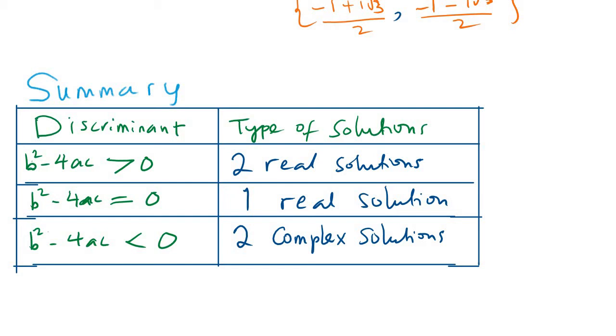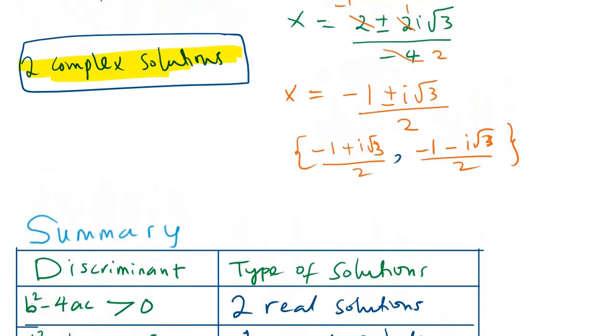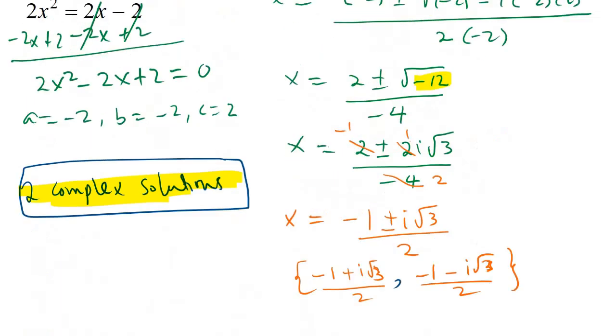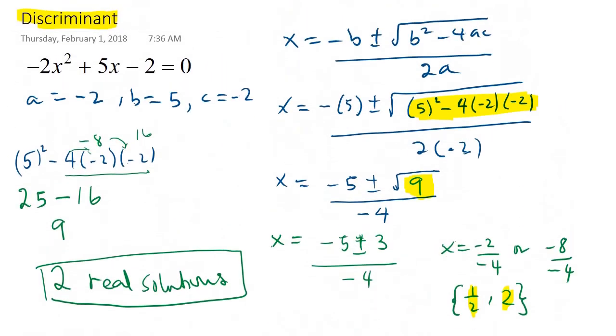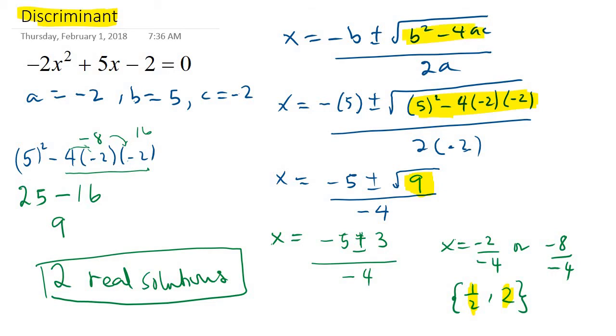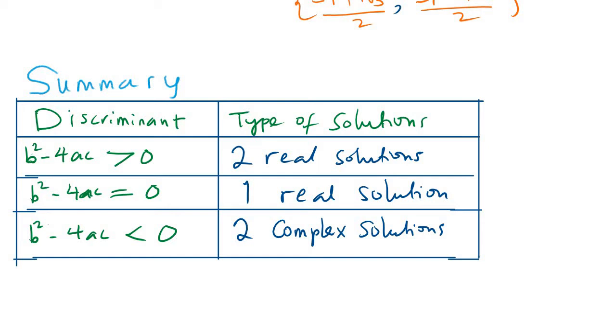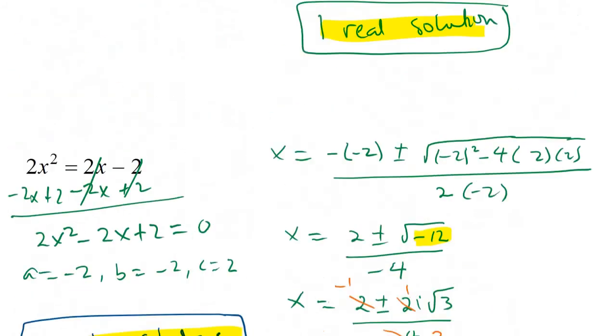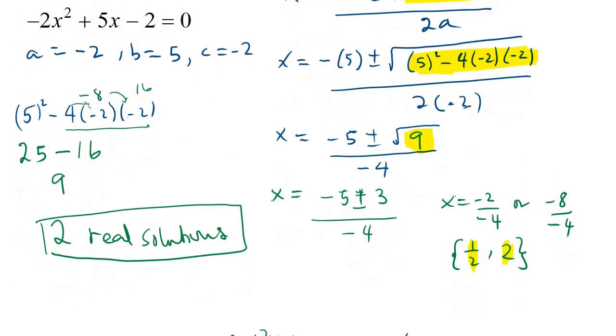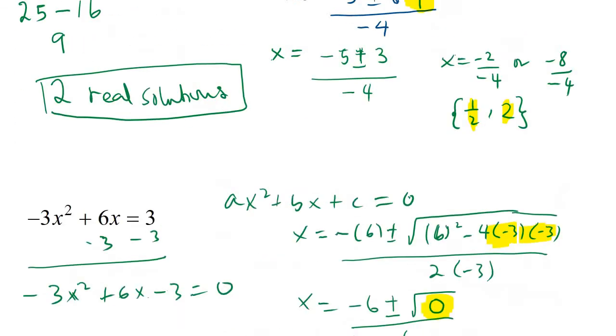The expression under the square root is called the discriminant. If you go back to the original formula, you see this expression here, b squared minus 4ac. That's called the discriminant. So now let's summarize. If the discriminant is more than 0, that means it's positive, then you have two real solutions, just like we found in the first example, where the positive number 9 gave two real solutions.